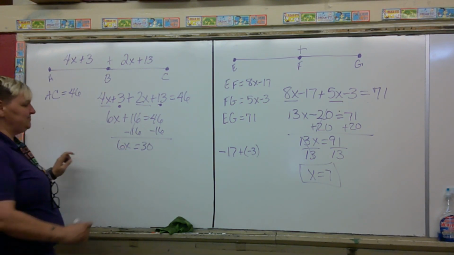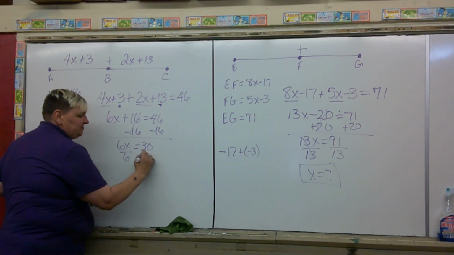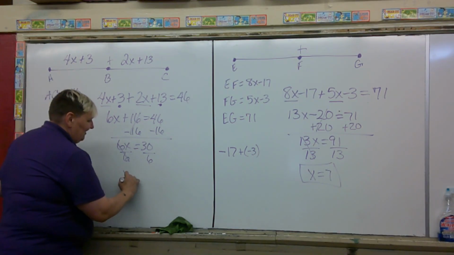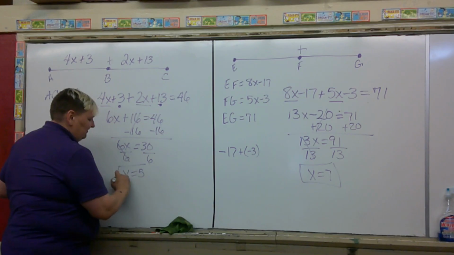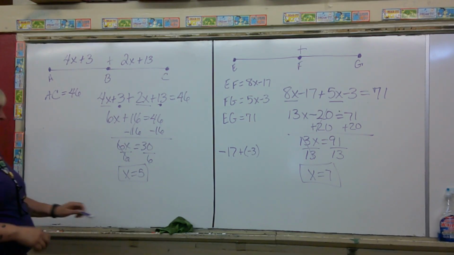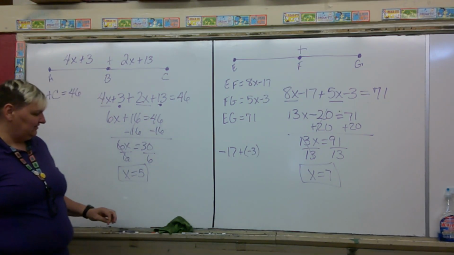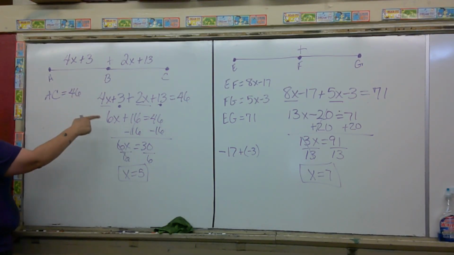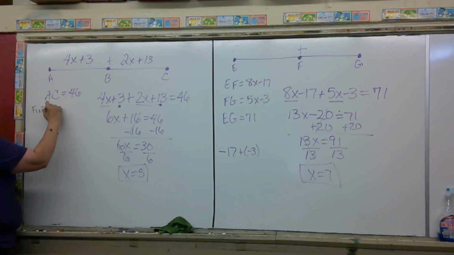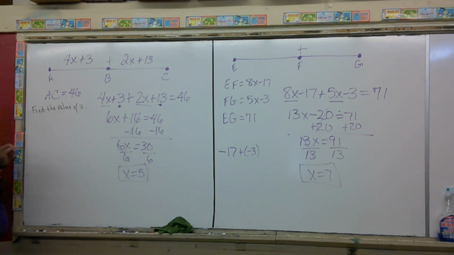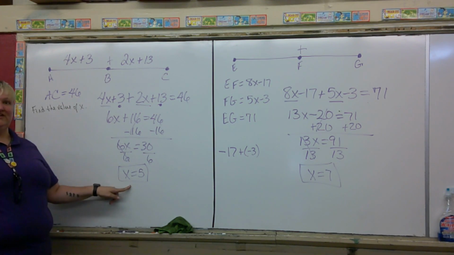Now you have 6 times x. To cancel the coefficient, we're going to divide by the coefficient. X equals 5. Alright, so hopefully that's what you got. Side notes. This is asking for the value of x. Find the value of x. If that's all it asks for, then you're done.